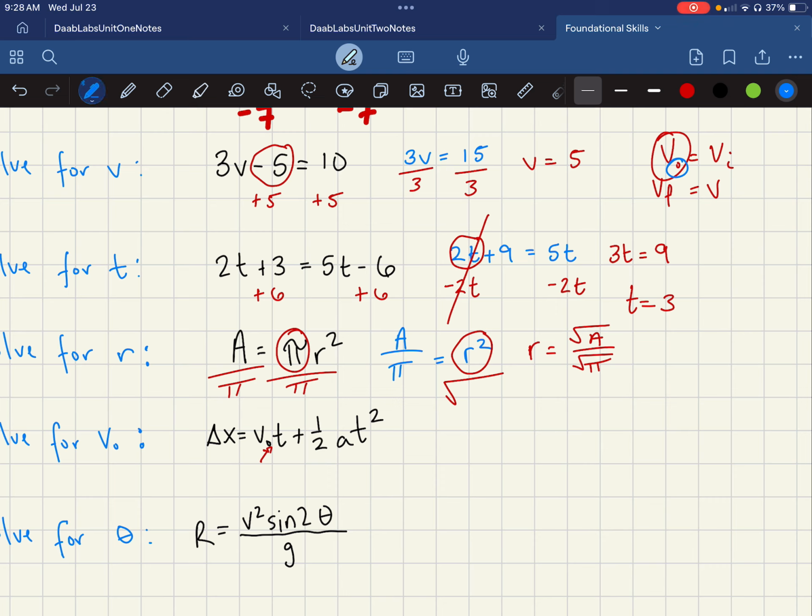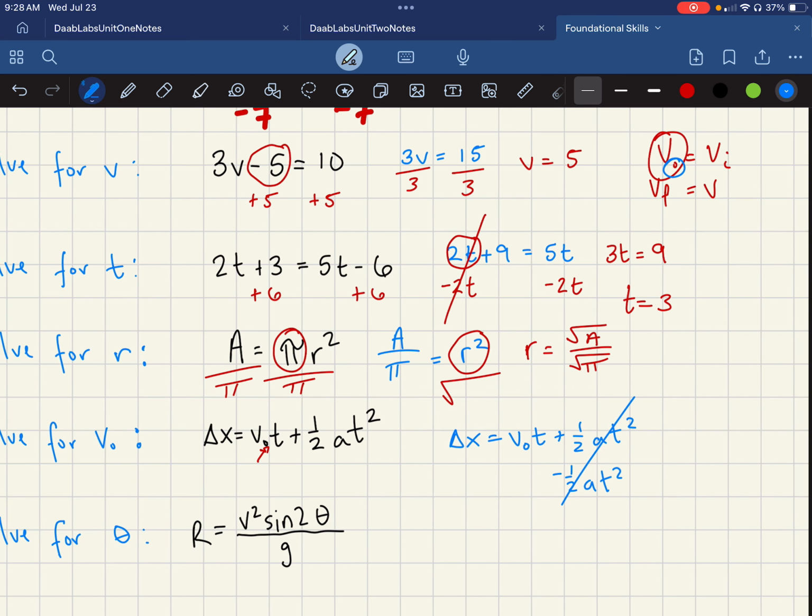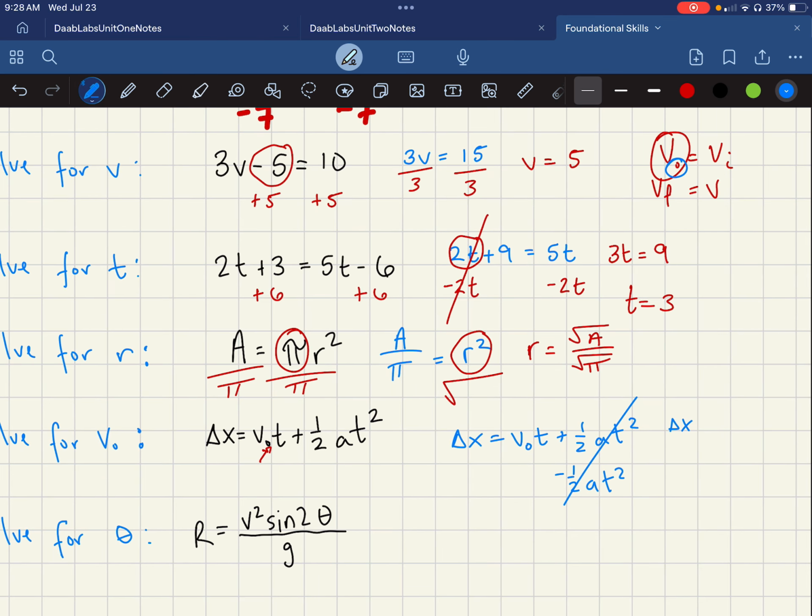Okay, and this is going to get a little bit trickier because you can see what kind of equation this is, for math people. This is a quadratic equation, right? But the first thing I'm going to do is see what happens if we try this. I'm just going to subtract 1/2 a t squared from each side. All right, and so then I would end up with delta x minus 1/2 a t squared equals v initial t.